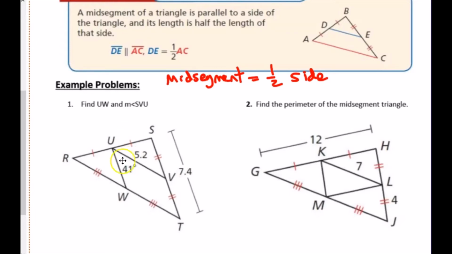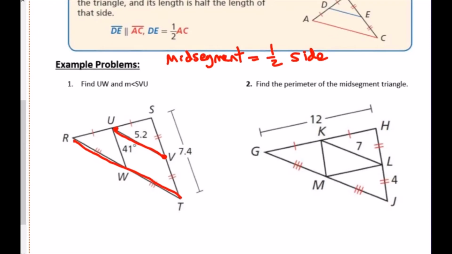Okay? So let's start with UV. I know UV is 5.2, right? So the parallel side down here is RT. Now, if I know UV is 5.2, and I know that's supposed to be half of the side, how am I going to figure out RT? That's it. Multiply by 2. So I'm going to show my work here. 2 times UV equals RT. Which means 2 times 5.2, and that gives me 10.4.